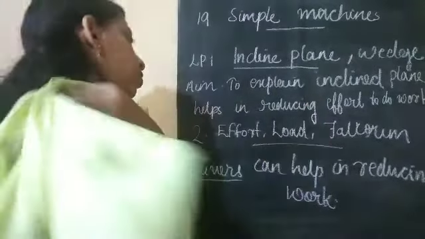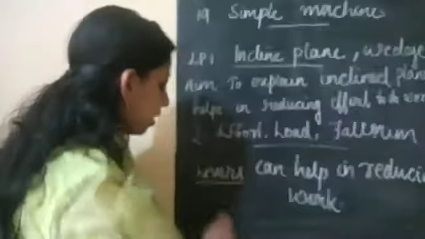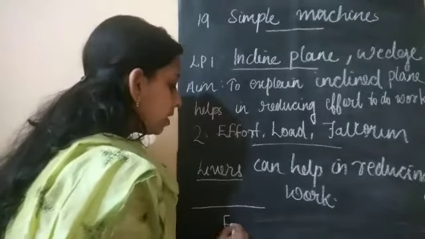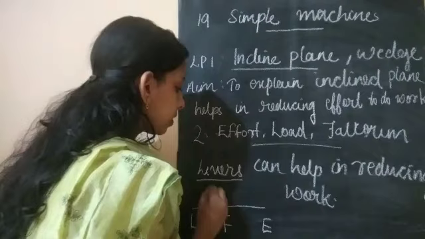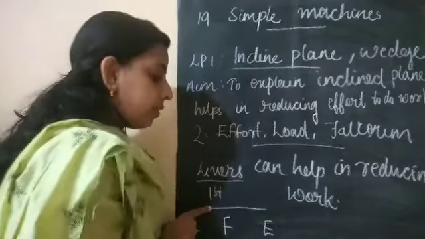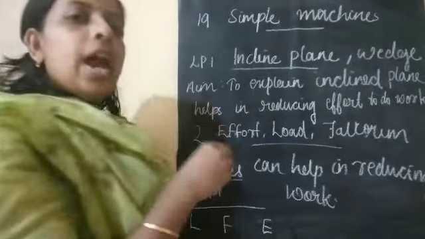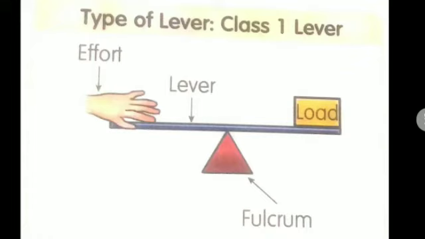In the case of the first class lever, if we consider a straight line, the fulcrum is between load and effort. In a first class lever, the fulcrum is between load and effort. In your textbook you can see that picture. The fulcrum is aligned between effort and load, and that is considered a first class lever. Its example you can see here, that is scissors.